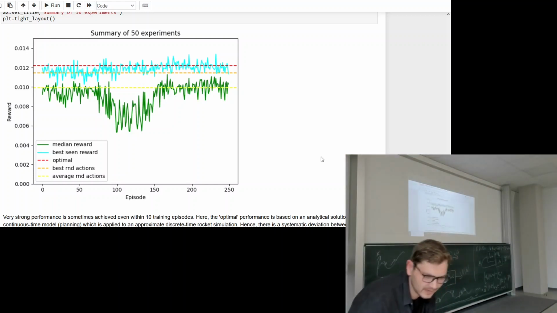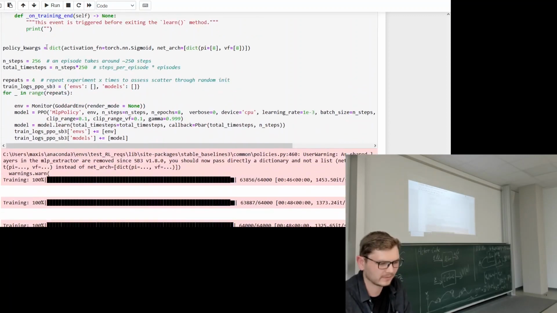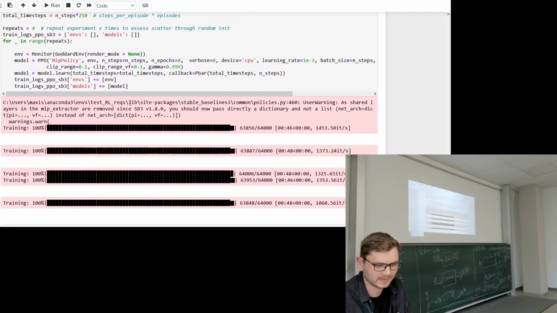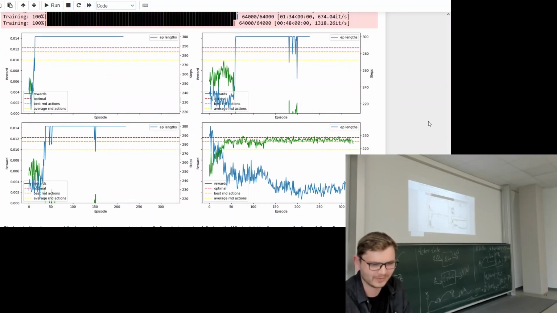Okay. And then we also have a stable baselines example for the proximal policy optimization, and somebody put 64,000 steps in here, which I also don't want to perform with you. Also kind of volatile. Sometimes it just doesn't work. Sometimes it works.